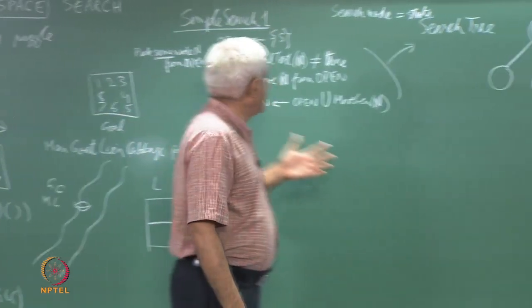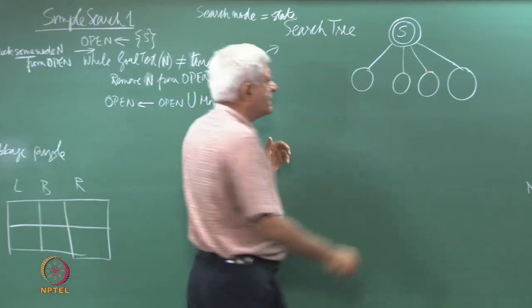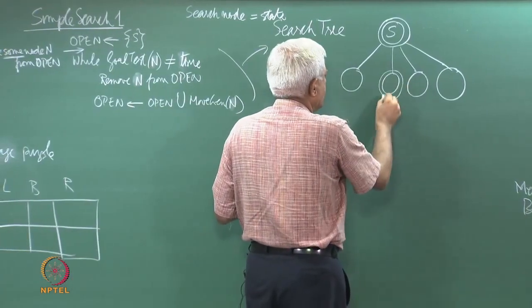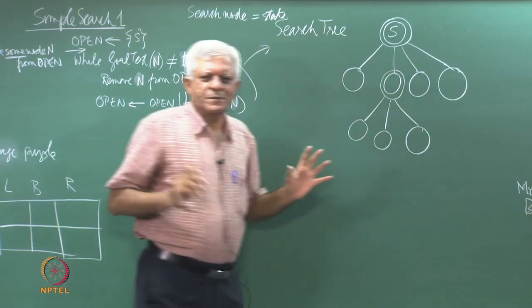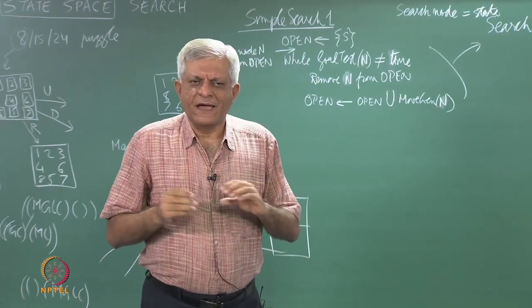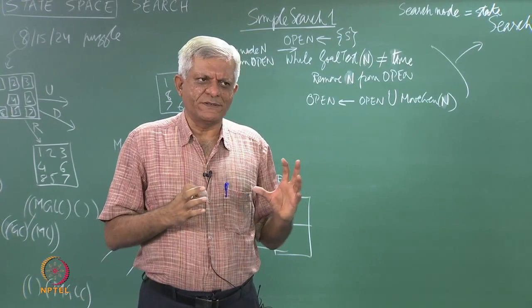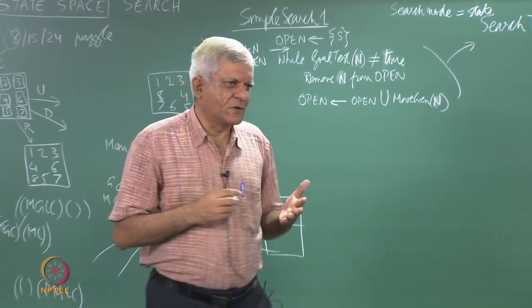Then my algorithm says pick some node from open. We have not specified which node. So, let us say we pick some node and we add its successors to open. So, this is a general process that our search algorithm is going to follow. We have this set of open nodes, we will pick one from there and see whether that is a goal node or not.